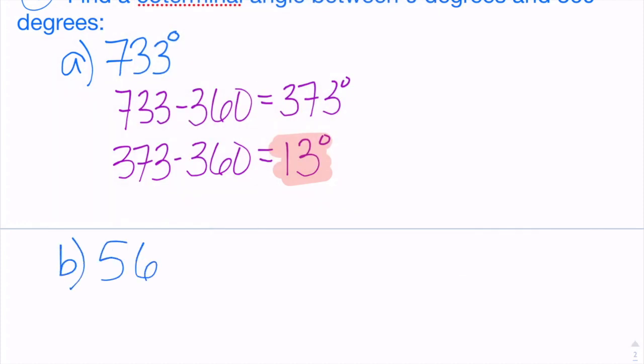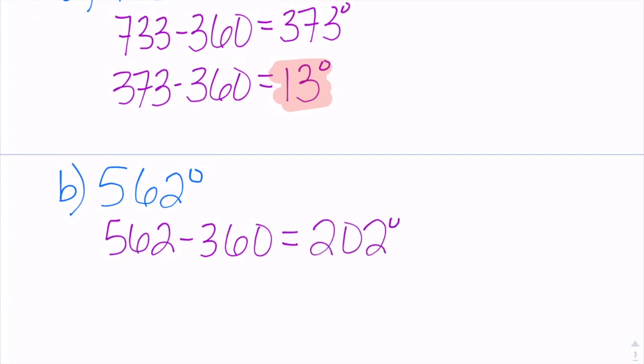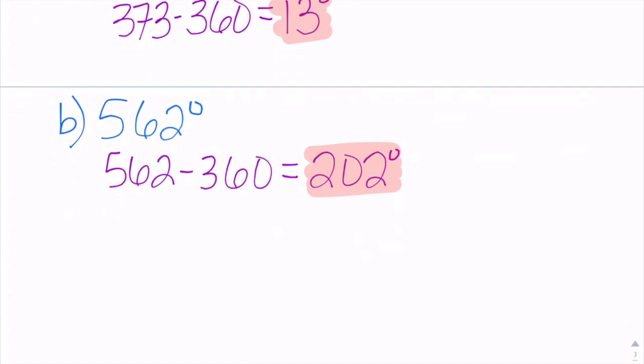The second part to this question is 562 degrees. It's larger than 360, so we need to do 562 minus 360, and that gives you 202 degrees, and that is between 0 and 360, so that would be the coterminal angle that you're looking for.